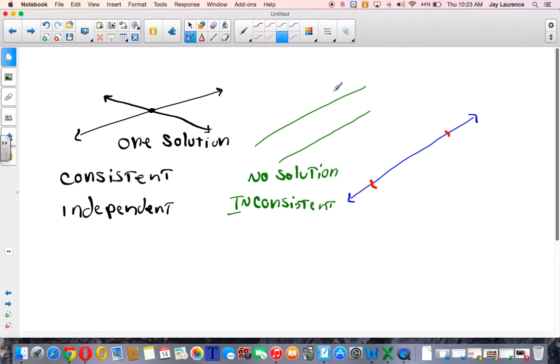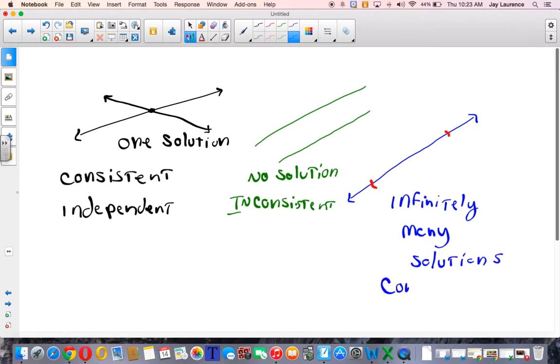All right, excuse me. So a parallel set is no solution, and it's an inconsistent system because there is no solution. Now, this one here, the two lines, you can't see the red line, but I put the red arrowheads on it. The two lines are intersecting everywhere, right? So this has infinitely many solutions. And since there are solutions, this is consistent.